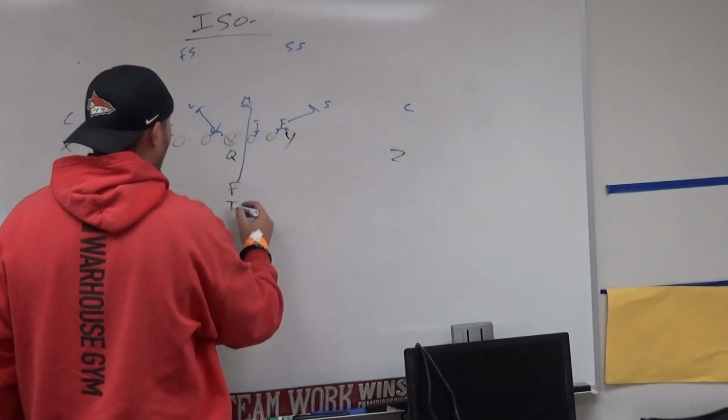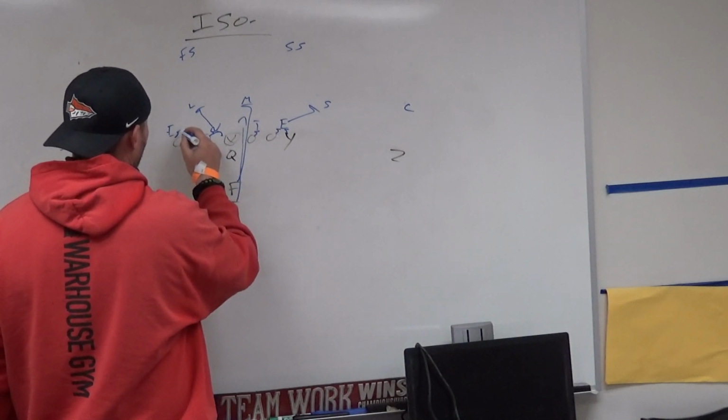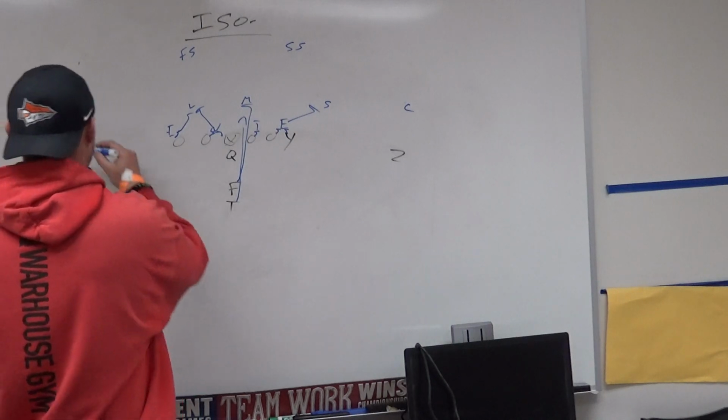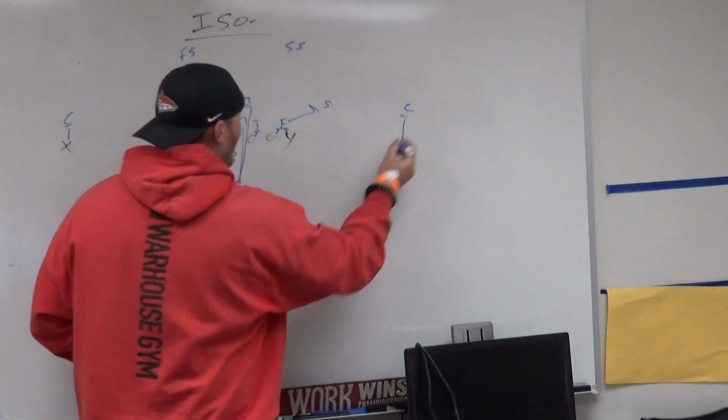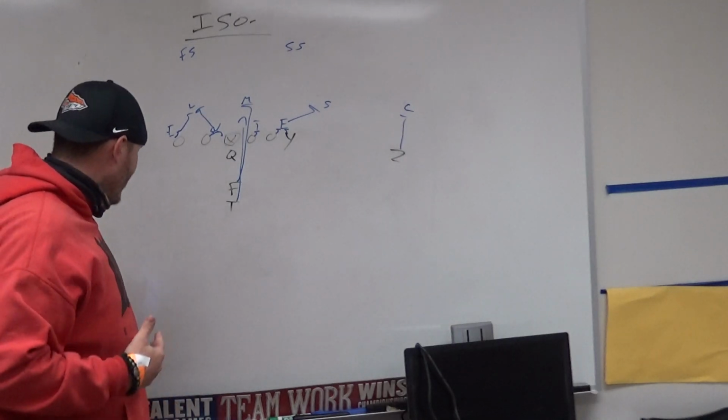Fullback would just lead up on the Mike backer. Tailback would follow him up the gut. This backside tackle would either make sure he didn't go, and then he would help on the Will. And then these guys are stock blocking. Old school ISO theory, loved it. I still love it to this day.